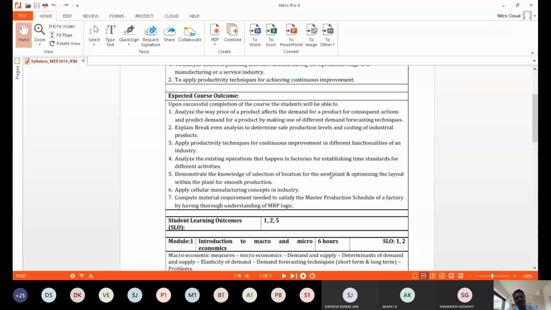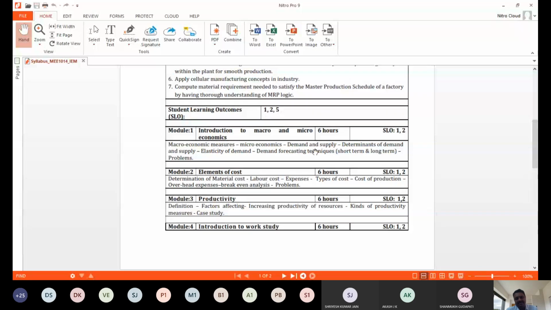Whereas this particular course, industrial engineering and management, has to do with the industrial aspect of engineering. What does that mean? Let's say you have come up with an idea and made a prototype, and you find that the product is working fine, and you want to convert that into a product that is sellable in the market. What are all the things that you do?